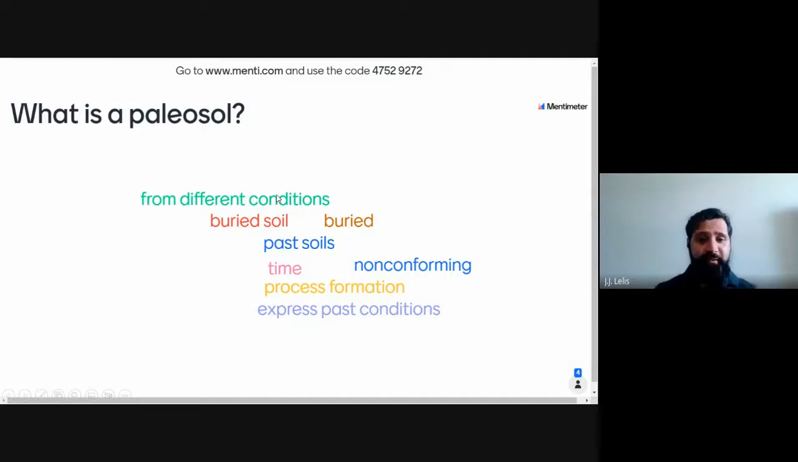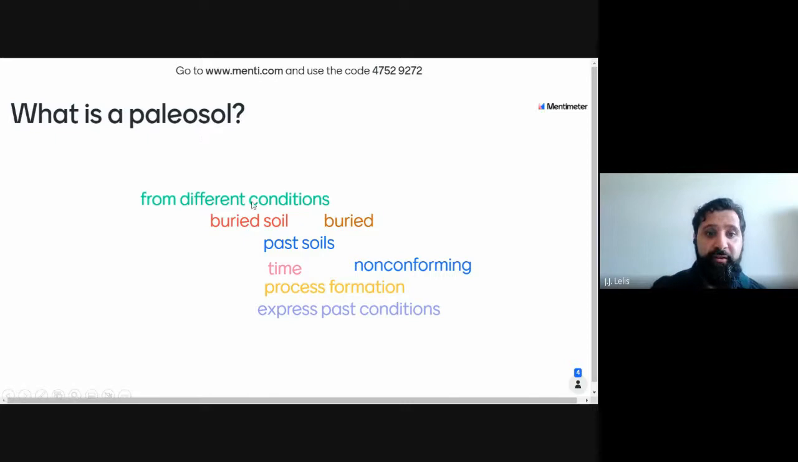So let's start about time. I think that's about past soils. Okay. Paleosols, as we can identify in the name and the term, they are soils formed in past conditions. Okay. And this is a very good definition, but it's quite general, because what is past? How can we draw the boundary between recent conditions and past conditions?